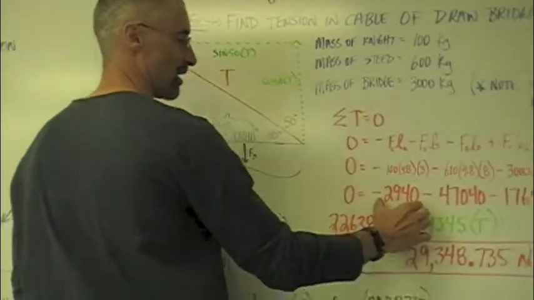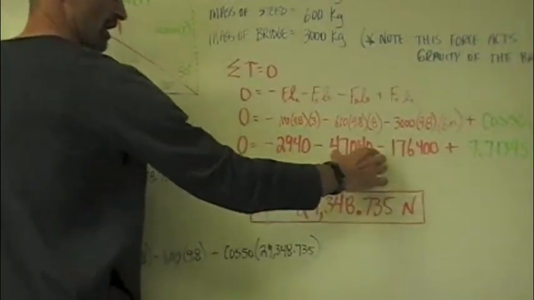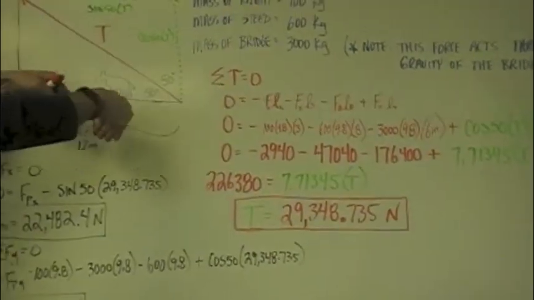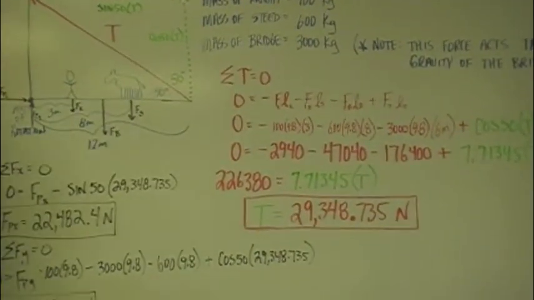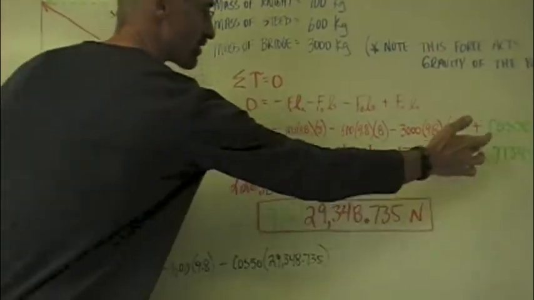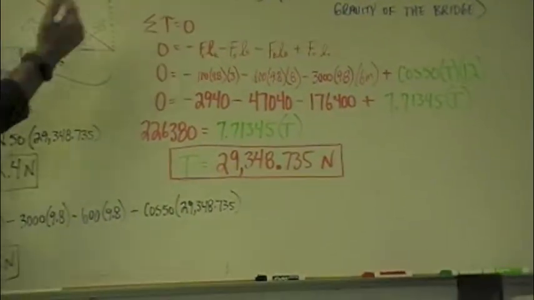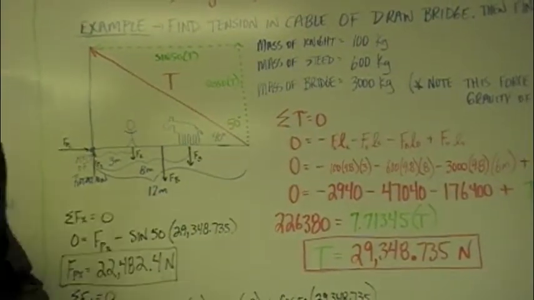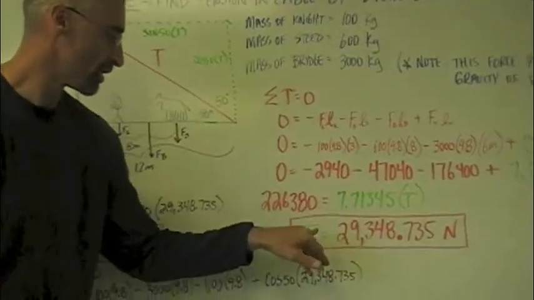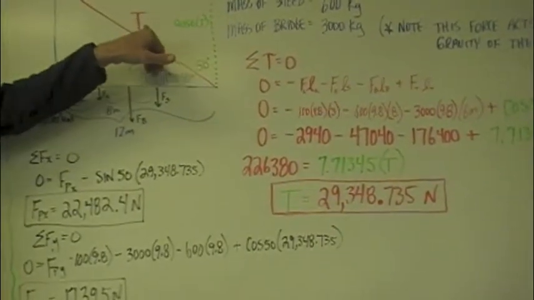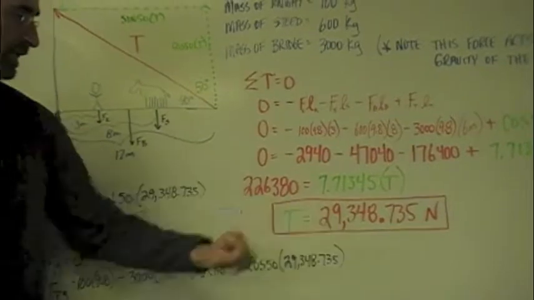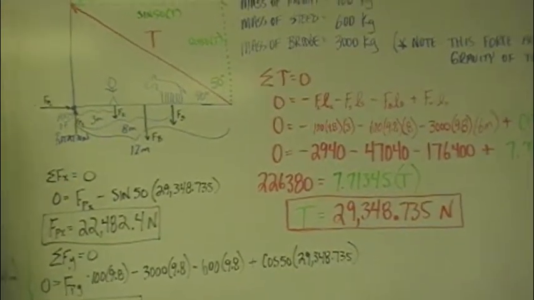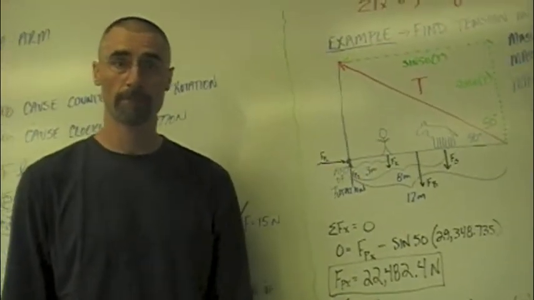Okay, so really, here's what we have. We have the torque of the knight, the torque of the steed, the torque of the bridge, all causing clockwise rotation, so those are all negative. And then we have the torque of the cable pulling up, giving us a positive torque. The only unknown in there is the tension, so we solve. We have to have a cable right here that could withstand 29,348.735 newtons of tension.